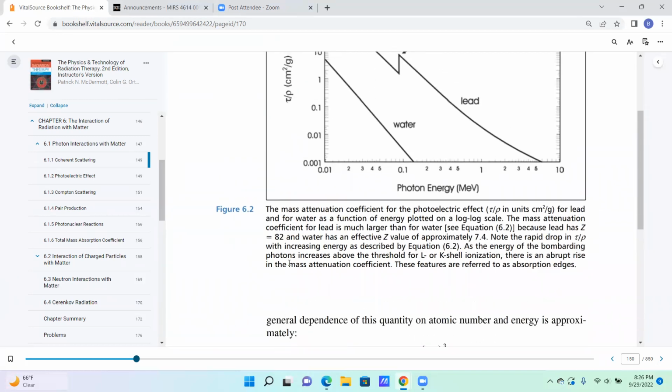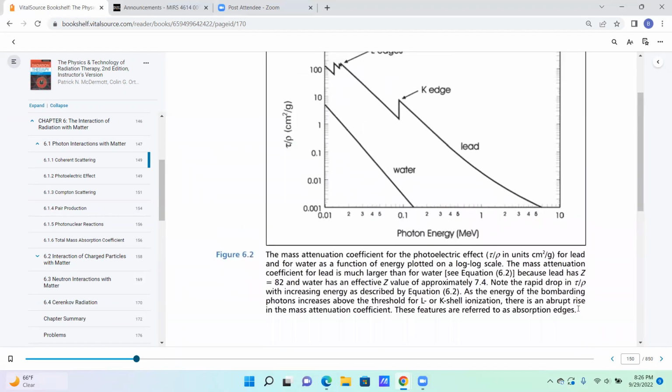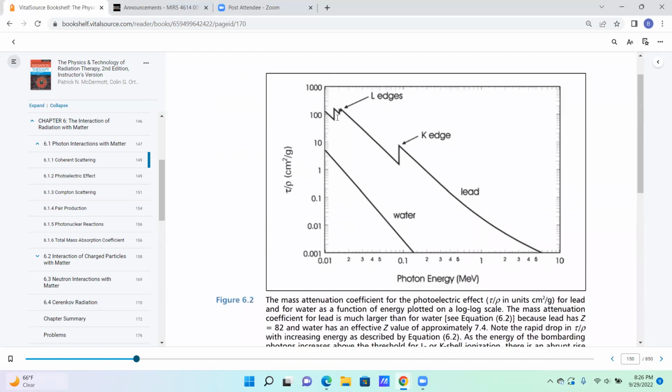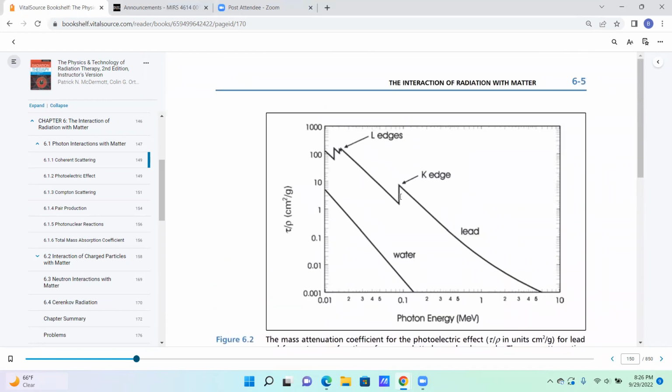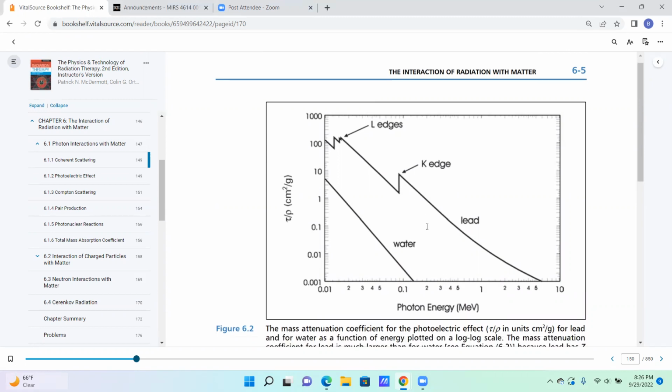The rapid drop in tau divided by rho with increasing energy is described here. As the energy of the bombarding photons increases above the threshold for the L or K ionization, you get a very sudden rise here in the mass attenuation coefficient. And this is why they call them the absorption edges, because the curve is not smooth at that point, it's an edge.